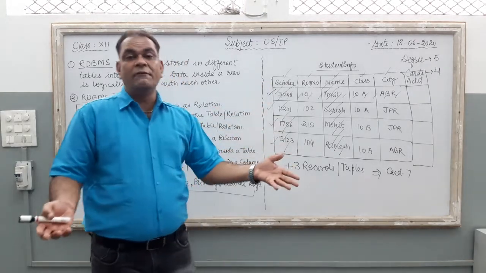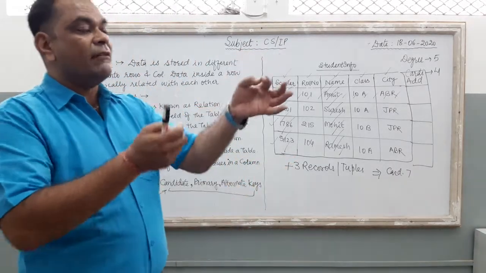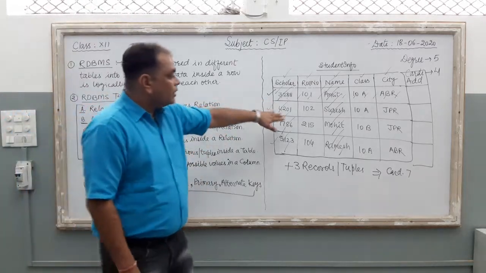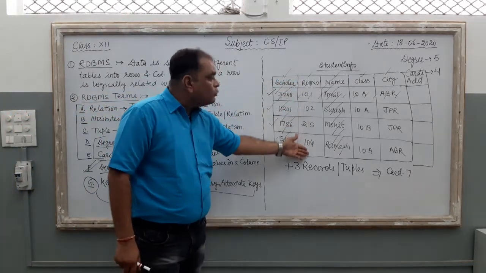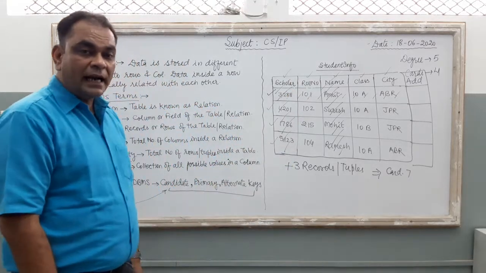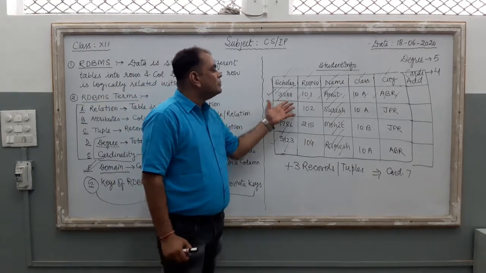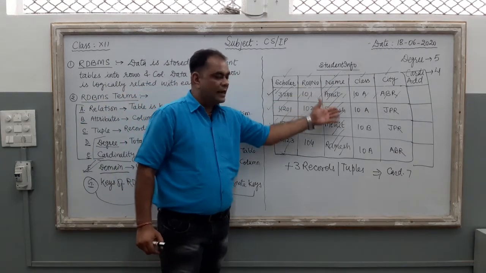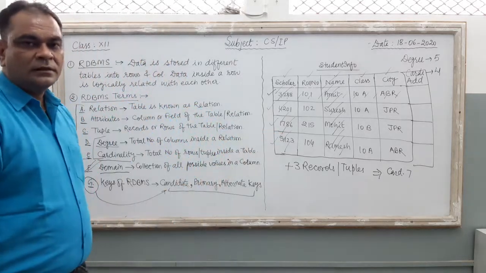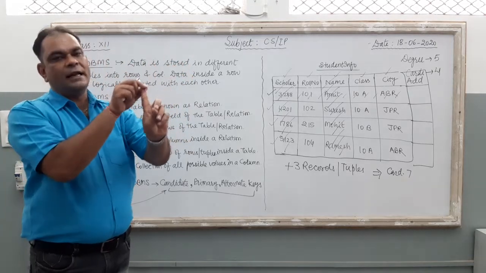Roll number is also different. If you see the roll number of a particular class, each and every student is assigned a different roll number. So the roll number column also contains unique values. Unique value means no duplicacy. Right? So just try to find out how many columns are there in this student table that have unique values. Right? Scholar number, the first column, contains unique values.